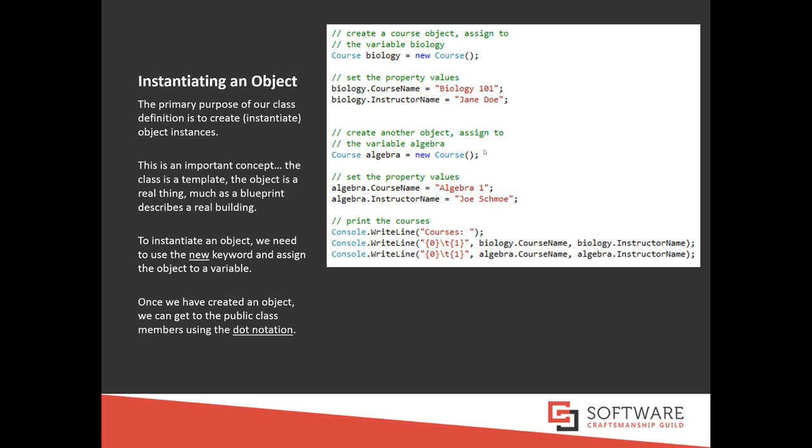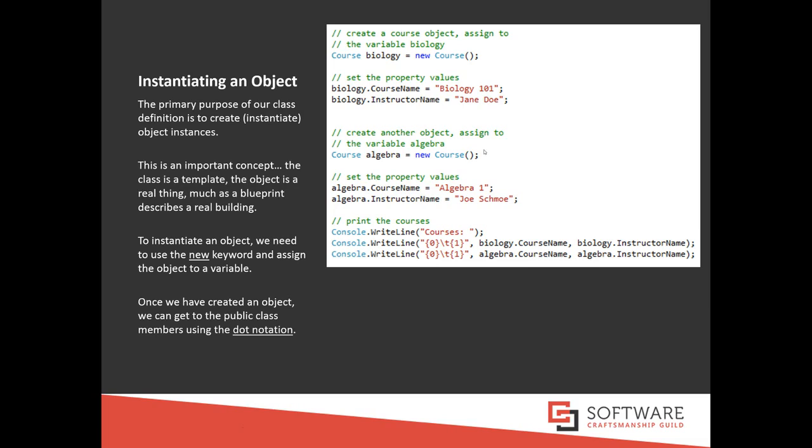So course algebra equals new course. Load it into memory. Now we have a blank course. Algebra's course name should be equal to the string algebra 1, and algebra's instructor name should be equal to the string Joe Schmo. I was able to write to those properties using the dot notation. I can also read the data back out of those properties.